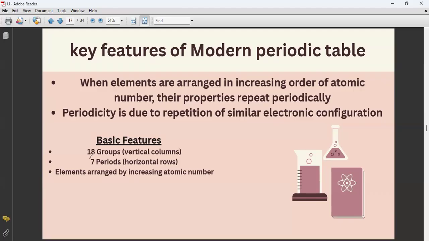Now, what were the basic features? This modern periodic table has 18 groups, something similar to what we had also seen in Mendeleev's periodic table. The basic feature of the modern periodic table is that there are 18 groups, which we call vertical columns, and it has 7 periods, which are the horizontal rows. The elements are arranged according to their increasing atomic number. This is a very important point, because the elements here were not arranged on the basis of their atomic masses.